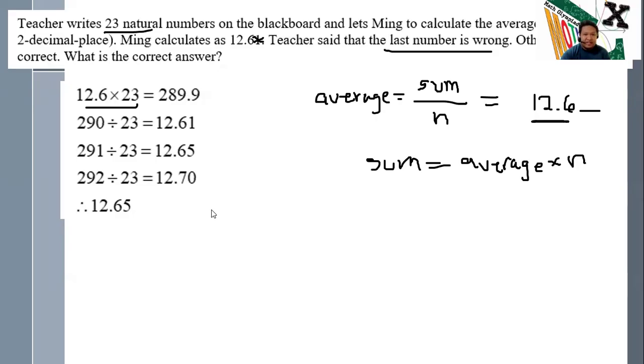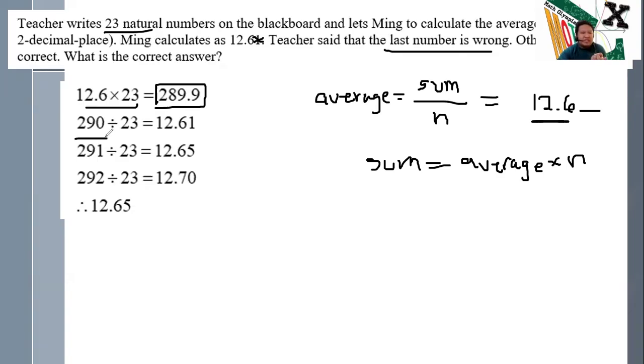289.9 for that case. Since it's 289.9, we can get the approximate sum. But take note, natural numbers are whole numbers, so there's no decimal for it. So we'll try to approximate the next possible sum, which is 290.